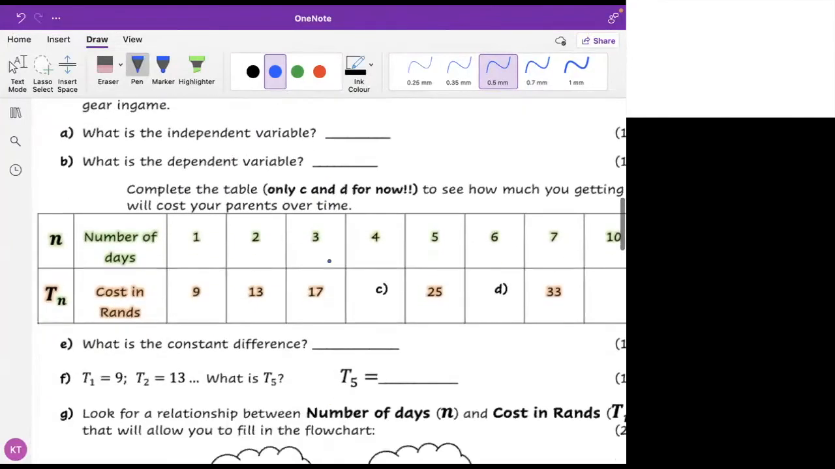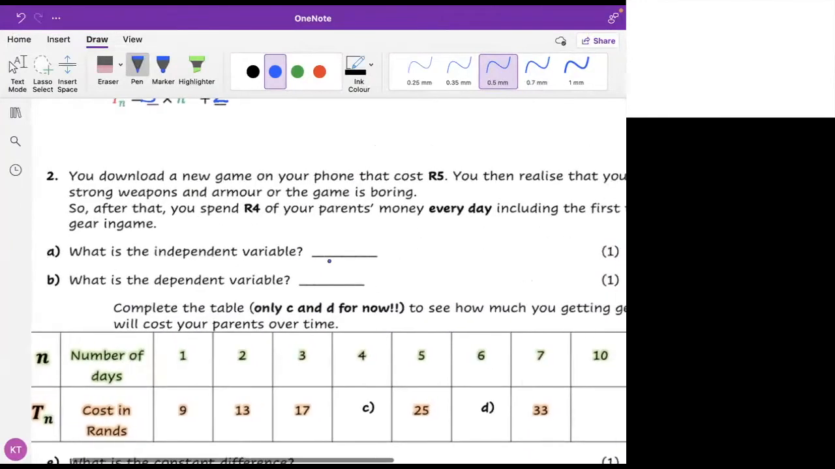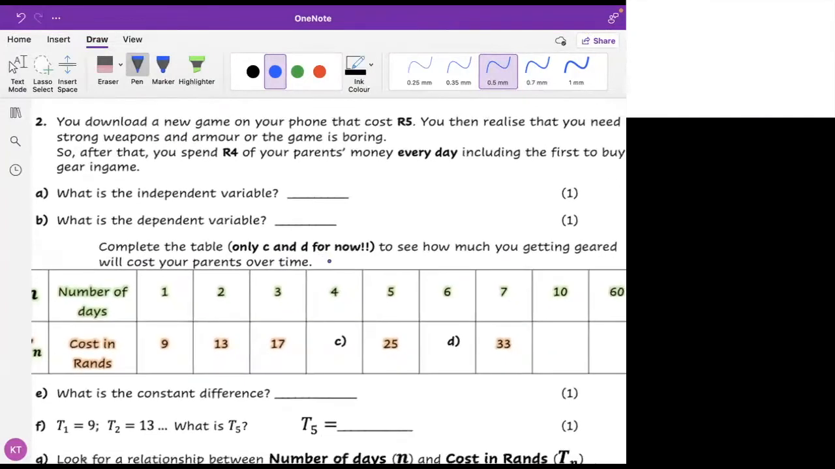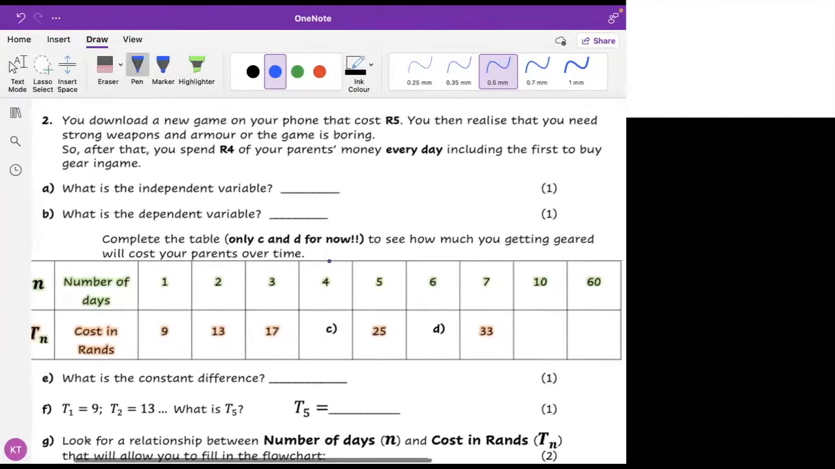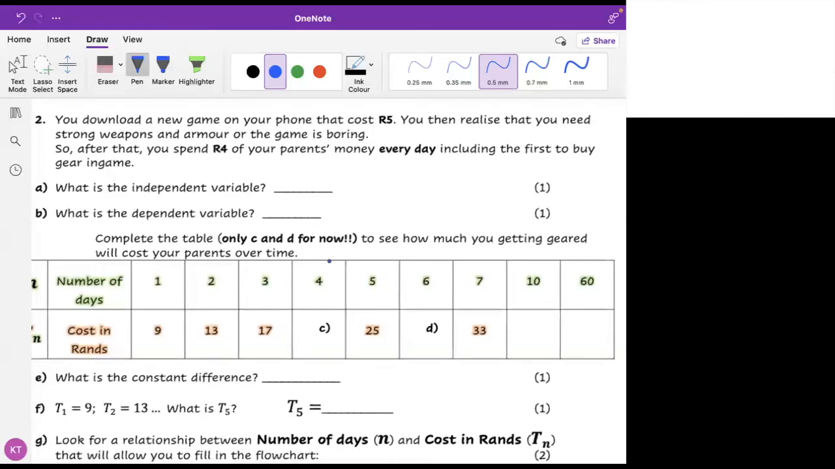So last question for today, and I will take some more questions. You download a new game on your phone that costs R5. You then realize you need strong weapons and armor, or the game is boring. So I'm hoping some of you play video games and you play awesome games on your phone and you understand what I'm talking about. After that, you spend R4 of your parents' money every day, including the first, to buy gear in the game. Okay, so there's two new words here that they're talking about.